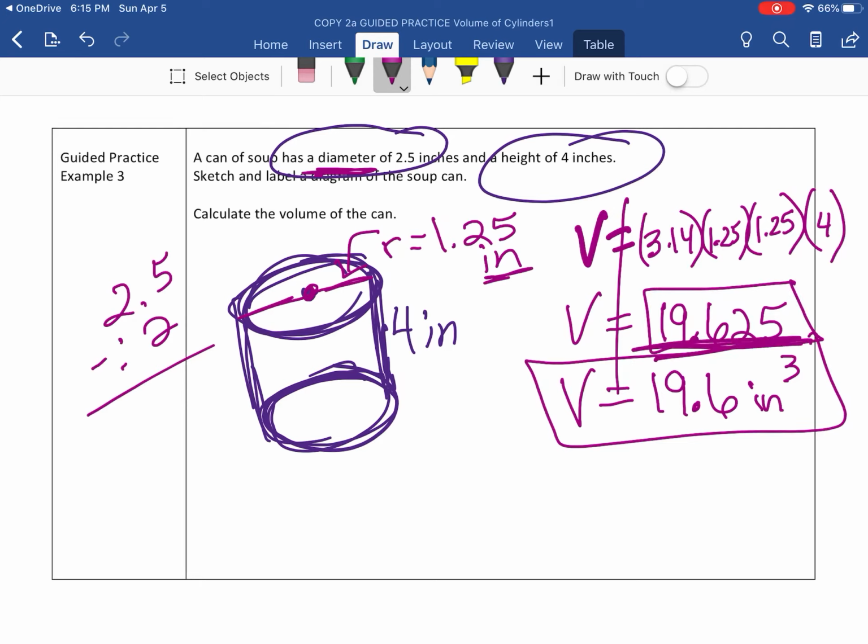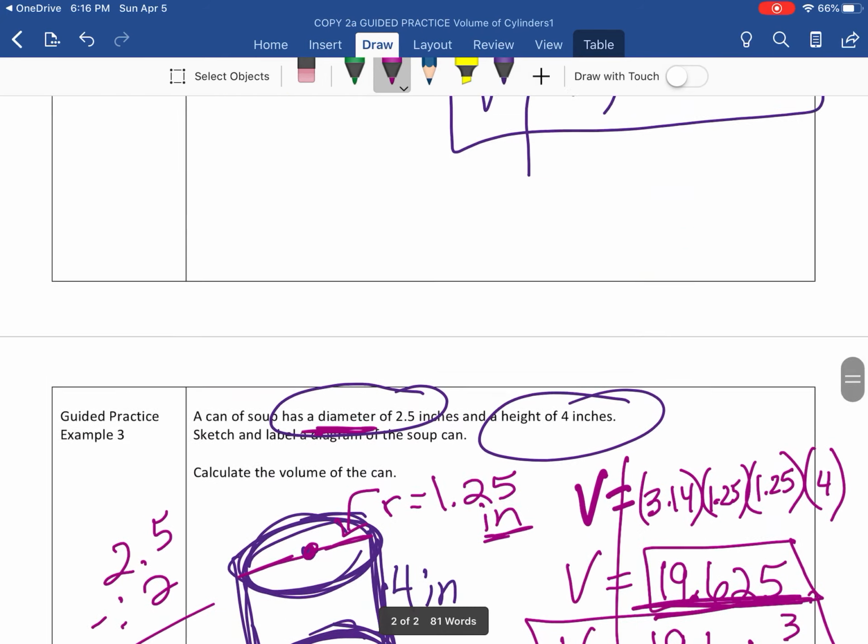I would accept either of these. If it doesn't say to round and you put the whole 19.625, that would be correct as well. This doesn't really say to round it if necessary. I would accept either answer.